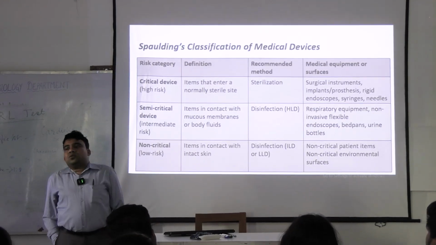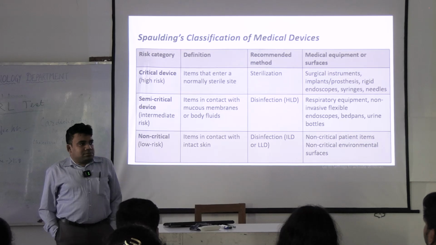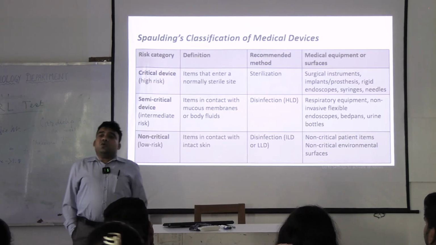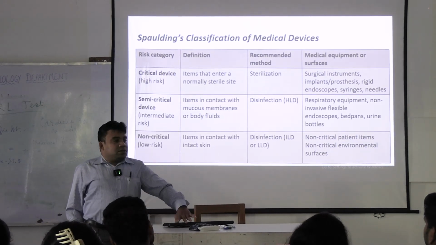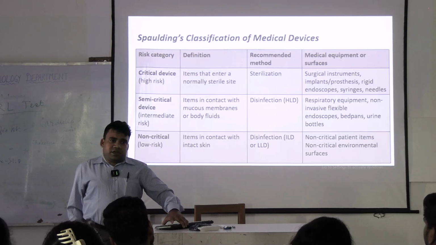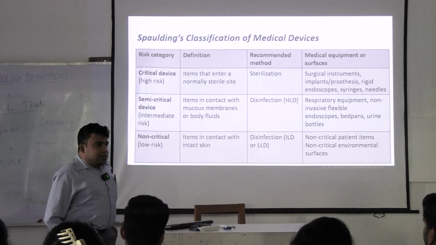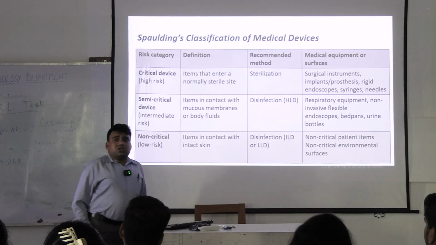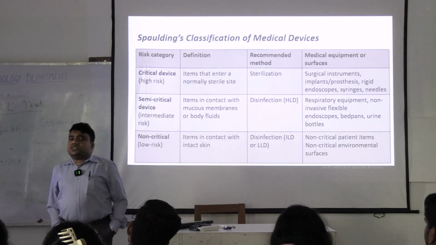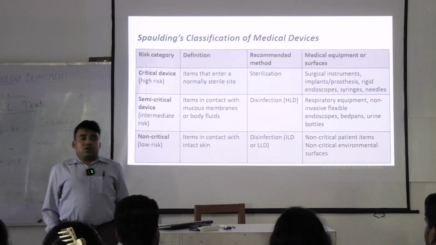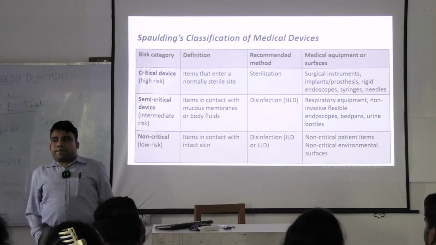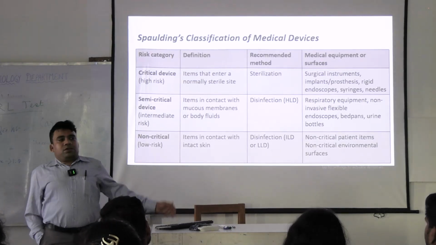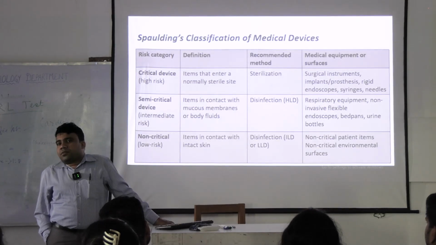Practically speaking, there is no ideal state. That is the reason why we have to choose the type of methods we follow for sterilization based on the need and based on where we are. A very important classification is called Spaulding's classification of medical devices. Now, what is this? Why do we need to learn this?